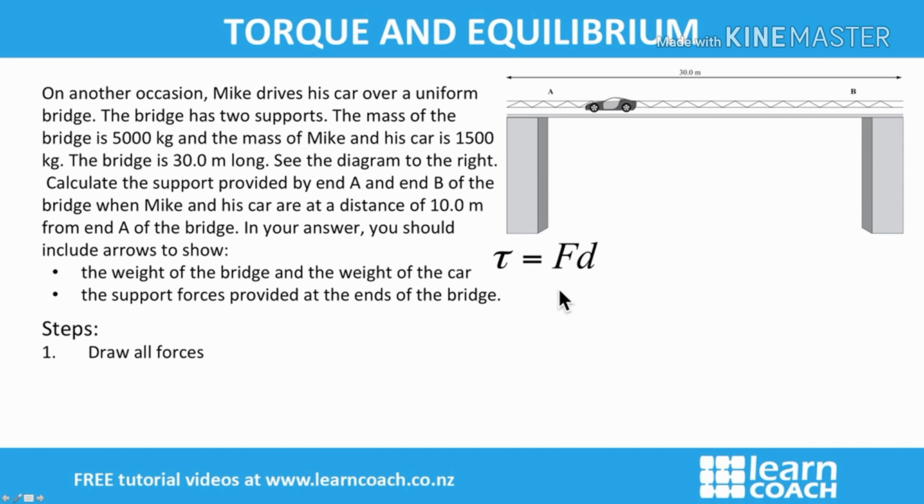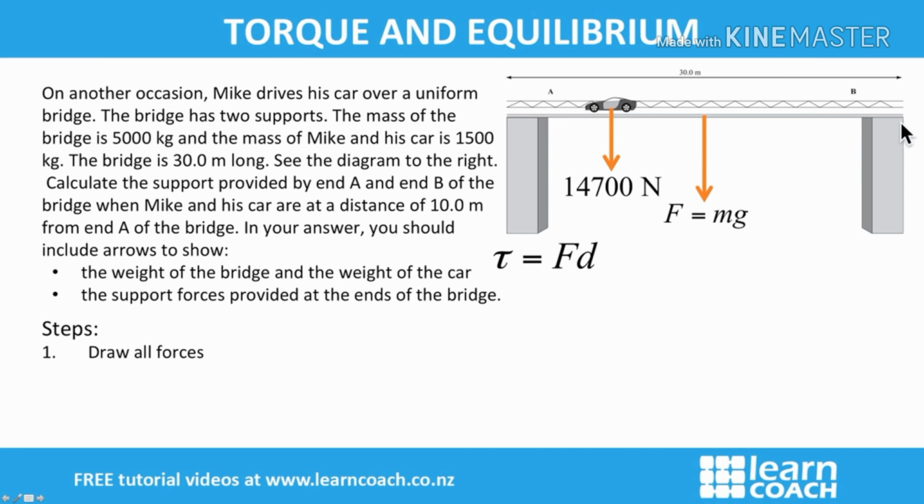Now our first step then is to draw all the forces we possibly know on this diagram. The first force that we know is the force of the car. Now if we want to calculate the force of the car, we have to know the mass of the car and multiply that by gravity. Luckily we know the mass of the car is 1,500 kgs and gravity is always given to us, so we can work out the force as 14,700 newtons. Next we can calculate the weight force of the bridge.